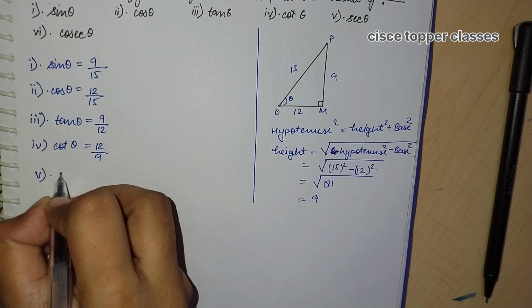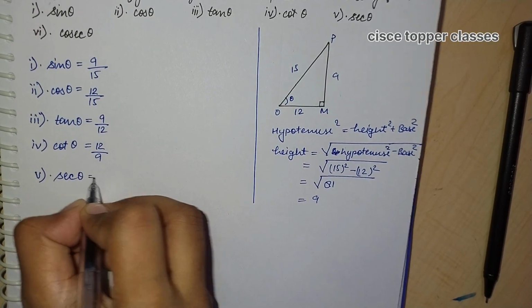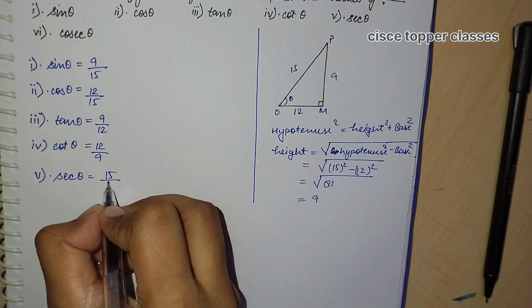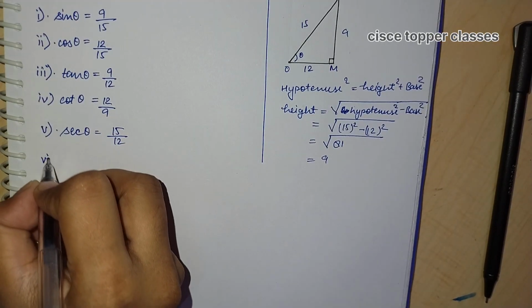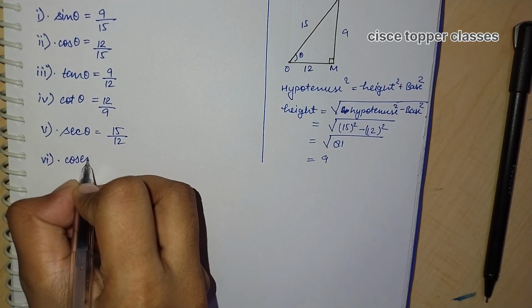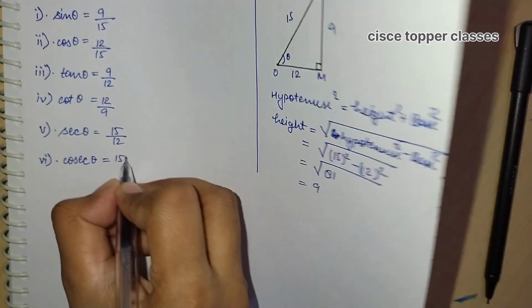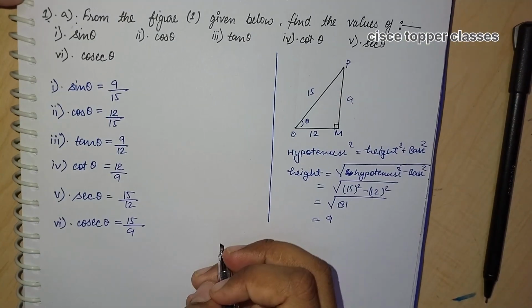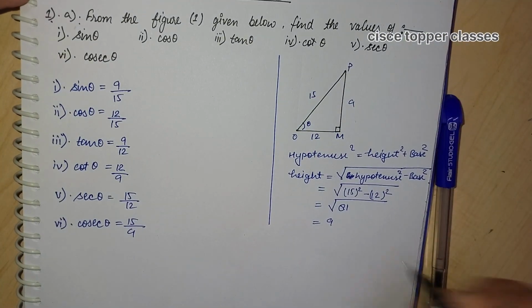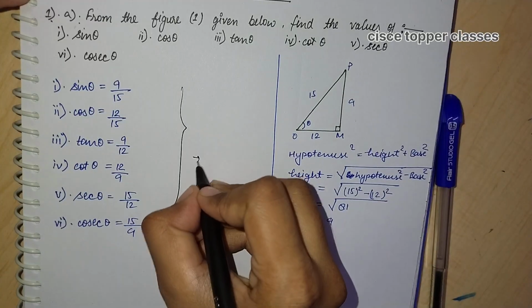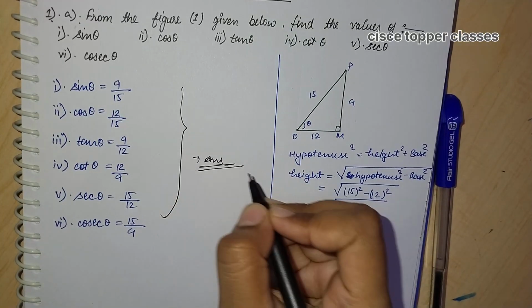Sixth part is asked as sec theta. Sec theta is the reverse of cos theta, so it will be 15 by 12. Now we have cosec theta. Cosec theta is the reverse of sin theta, so it will be 15 by 9. So these are the final answers of the question number 1 first part. So this is the answer of this question.